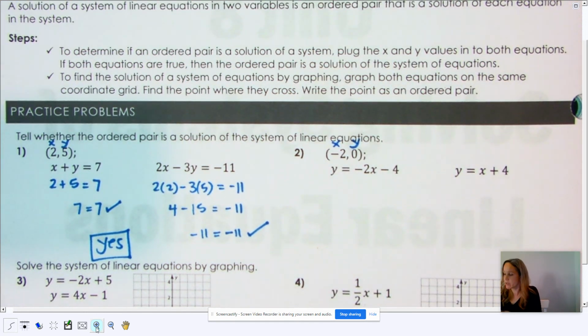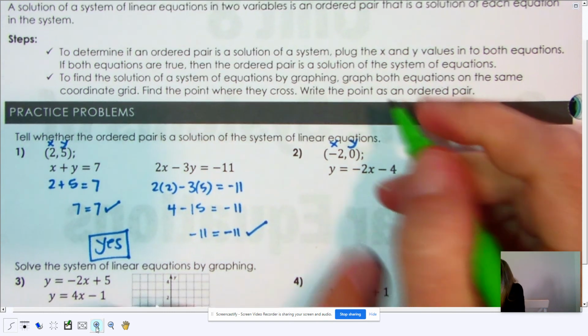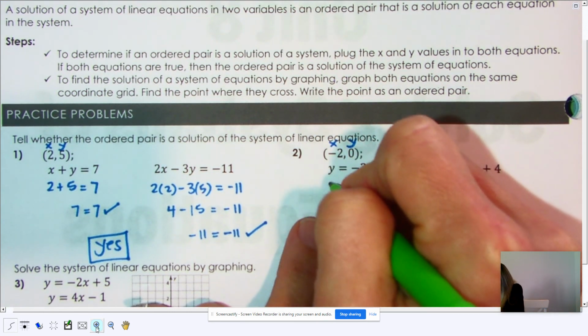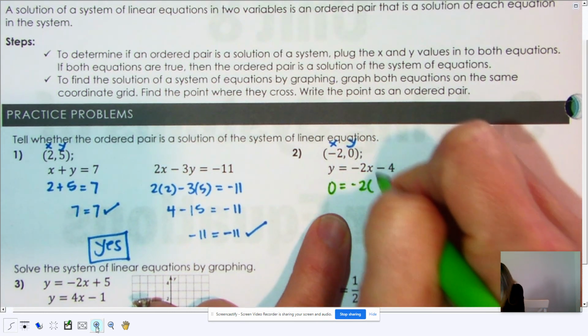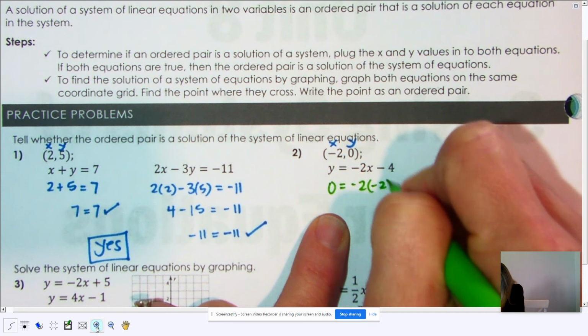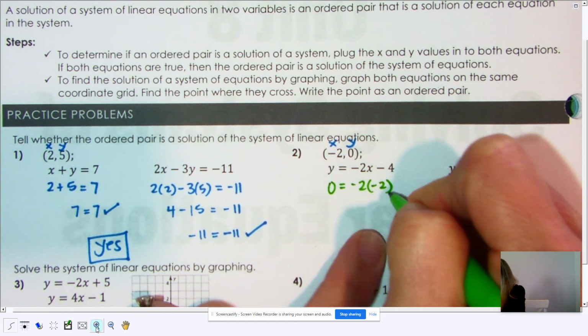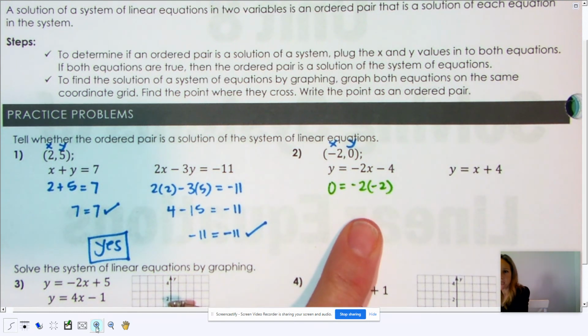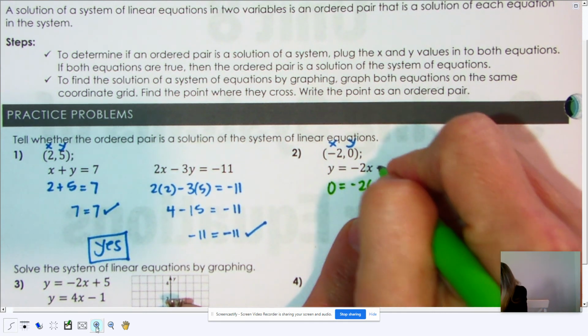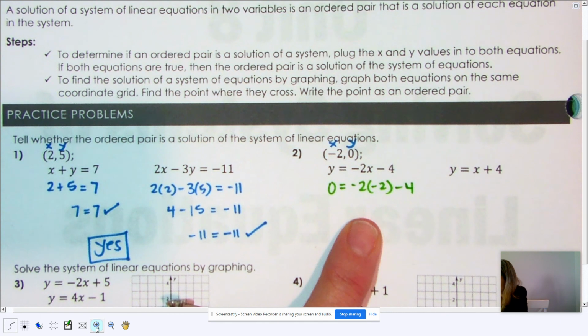I'll switch to a different color so it's easy to see when we switch. Okay, so instead of y, we're going to plug in a 0, -2. Instead of x, we're going to plug in a -2. I know it's kind of confusing. There's a -2 out in front, and we're plugging a -2 in. Make sure you use parentheses. That way you can tell, is it being multiplied? Is it being subtracted? And then I need to make sure I copy that -4 at the end.